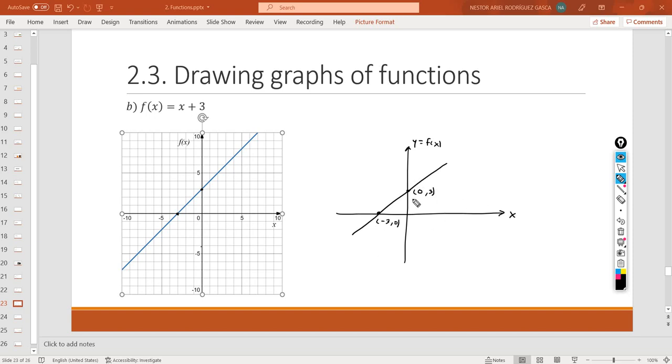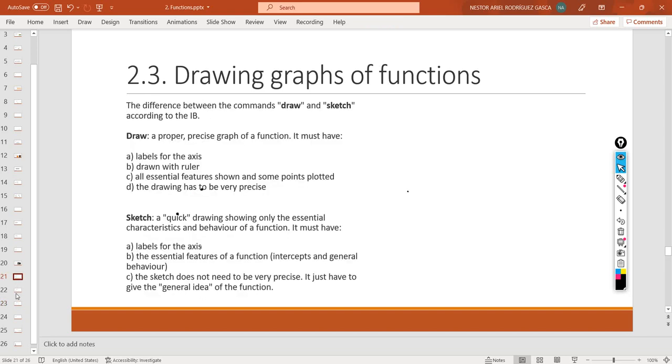That's it. No need for pretty drawings or anything. This is the sketch. And that's about it, guys. For the moment, that's all you need to know of 2.3. We're gonna get into this topic in more detail in the next classes, but for the moment and previously for the exam, this is basically all you need to know.